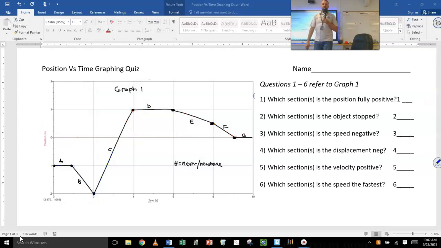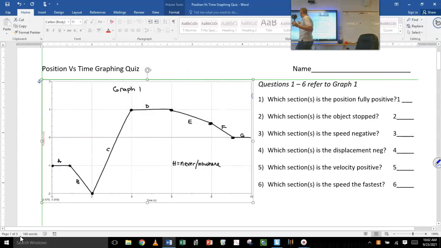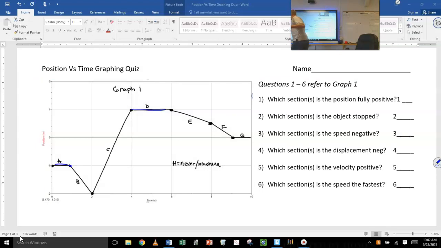Question number 2. Which section is the object stopped? So that's when is it horizontal? You have a horizontal line at D and at A, and also G. So the correct answer is A, D, and G.